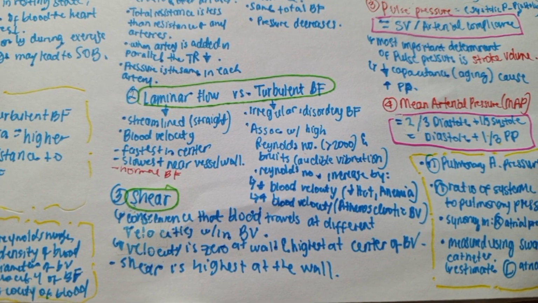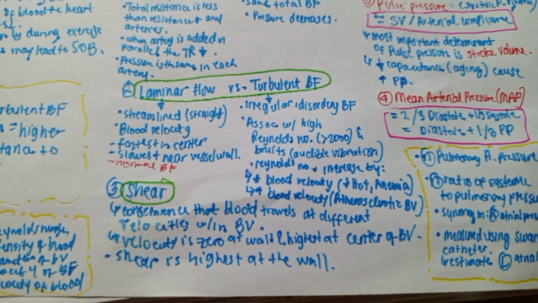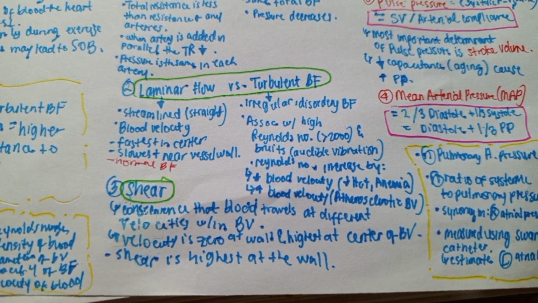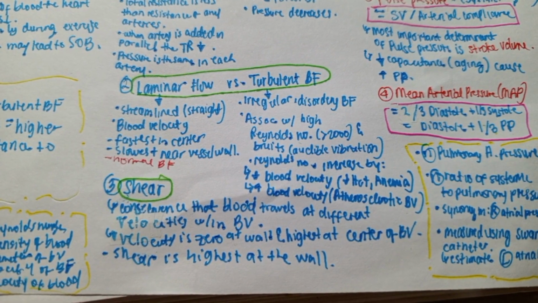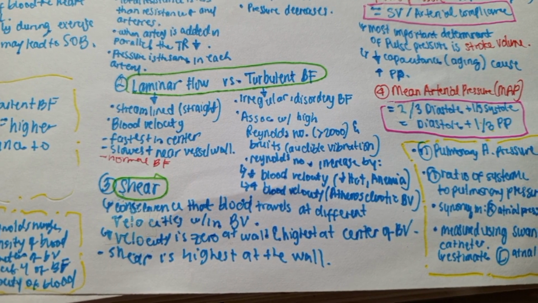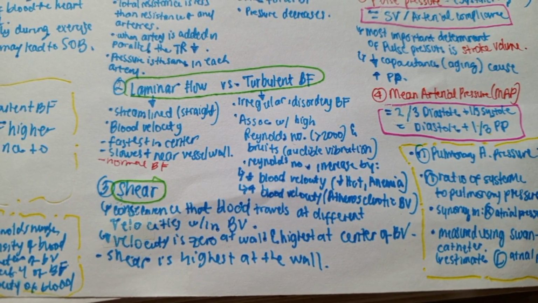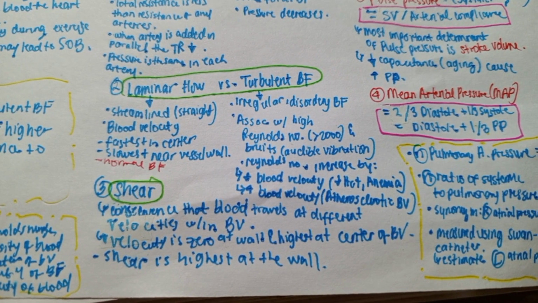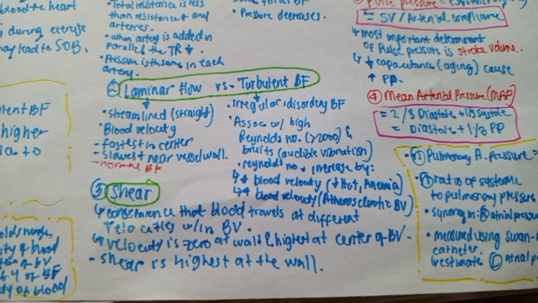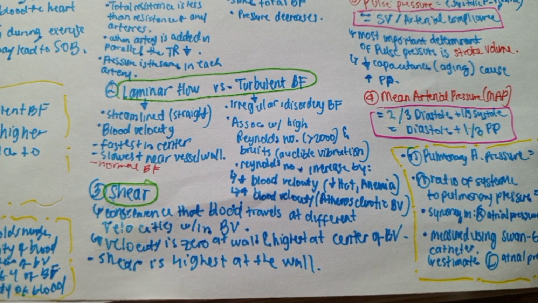We also have what we call laminar flow versus turbulent blood flow. The laminar flow is the normal one, where there is streamlined or straight blood flow, and the blood velocity is fastest in the center and slowest near the vessel wall. However, the turbulent blood flow is irregular and disorderly, and it is associated with a high Reynolds number, greater than 2000. It is also associated with a bruit, which is an audible vibration.